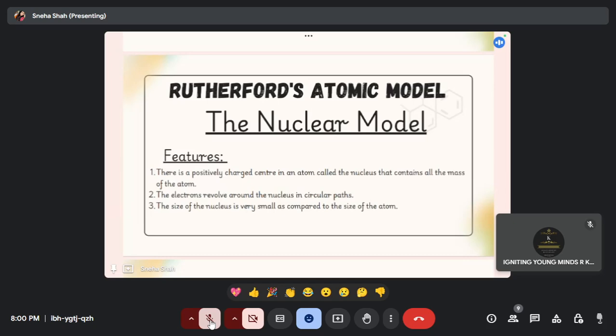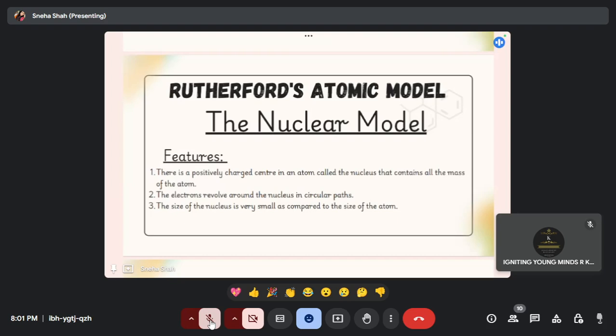So the drawback of his experiment was that when he said the electrons revolve around the nucleus in circular paths, that means the electrons must radiate energy. Or he did not give that there will be a specific path. He said the electrons are revolving around the nucleus, so there might be a chance that the electrons may collide with each other and radiate energy. They might move out of the atom, or when they lose the energy, they might fall into the nucleus also. All these questions arose through his experiment.